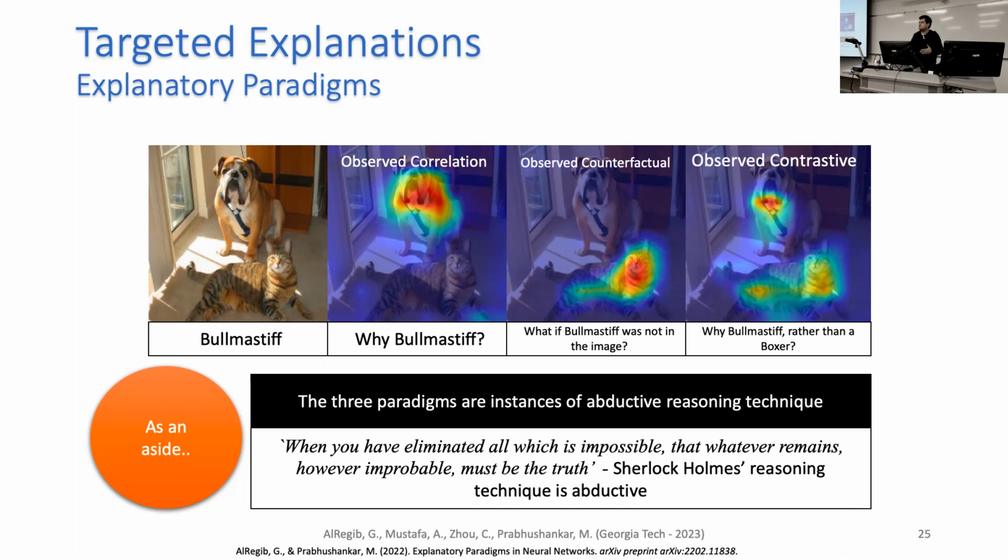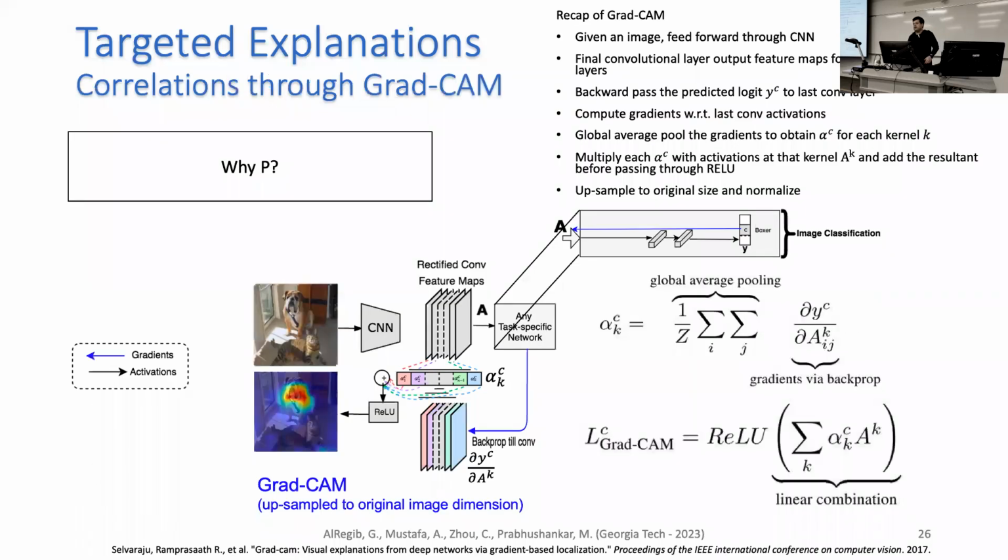We usually think of deductive and inductive reasoning within neural networks. That is basically how reasoning happens. But there's another type of reasoning, which is abductive reasoning. And these three questions are what give us an abductive reasoning framework, essentially. So let's go through the actual method of getting these explanations.